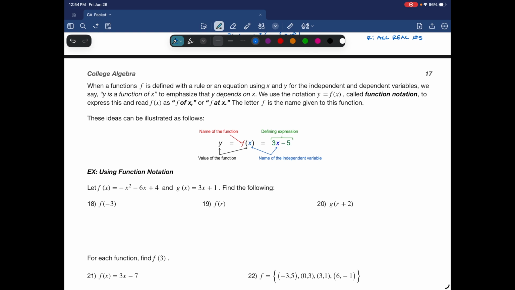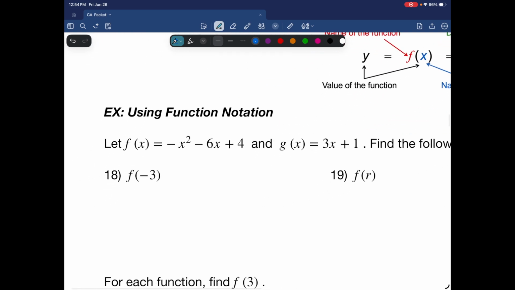So whatever is in parentheses, like on 18, 19, 20, whatever is in parentheses, you plug it in for x. So that's what we're going to do on these. So here, I'm plugging in -3, and so that means I got negative 3 squared minus 6 times -3 plus 4. And you can use your calculator to find that this is positive 13 as an answer. Now, if I'm plugging in a number, you should expect a number out.